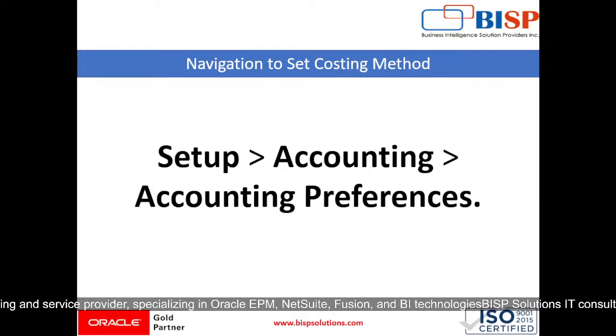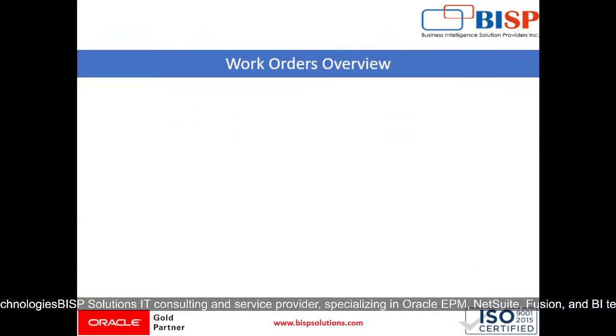Then navigation to set the costing method. We have to go to our setup option. Under setup, accounting is there. Under accounting, accounting preferences is there. We have to click on the items or transaction tab in the setup option only. Then we have to choose the default costing method, which is FIFO, LIFO or standard costing option, and then we have to click on the save option.